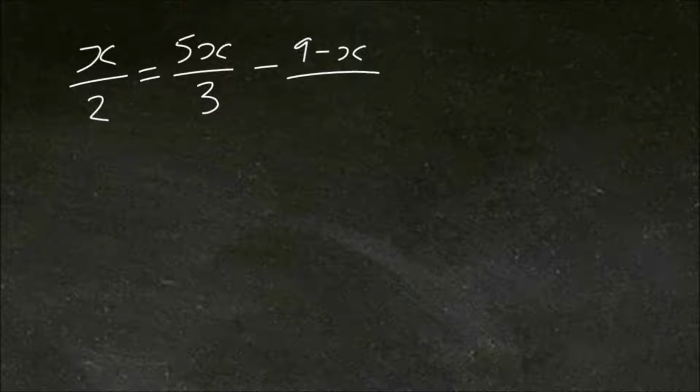X over 2 equals 5x over 3 minus 9 minus x over 4. To start solving this, we need to have a common denominator. To get a common denominator, we times the current denominators we see by each other. So that's 2 times by 3 times by 4, which is equal to 24.